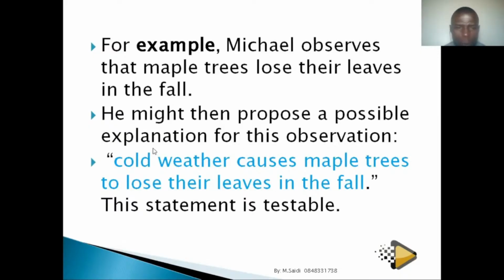Not even the weather. It could be maybe water is not there. It could be a disease. It could be something different. It could be genetic, like the deciduous plants, whereby they lose their leaves during the drought season.